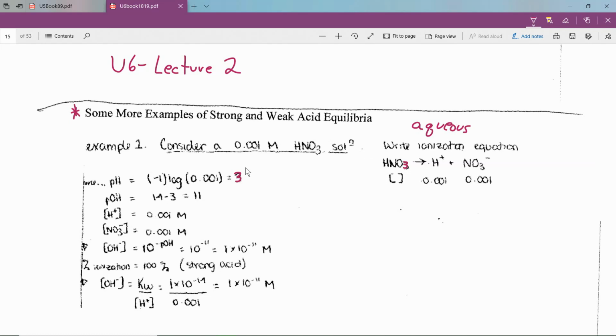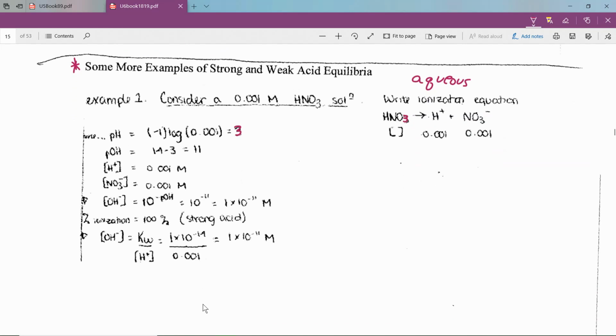The H+ concentration is given, 0.001. The nitrate is 0.001. The OH- is 10 to the minus pOH, 10 to the minus 11, or 1 by 10 to the minus 11. Percent ionization, all of it, 100%. Another way you could have gotten OH- is just by Kw over H+. So 1 by 10 to the minus 14 divided by 0.001, and you get 1 by 10 to the minus 11 molar. And there's really not much more you can answer in that question.